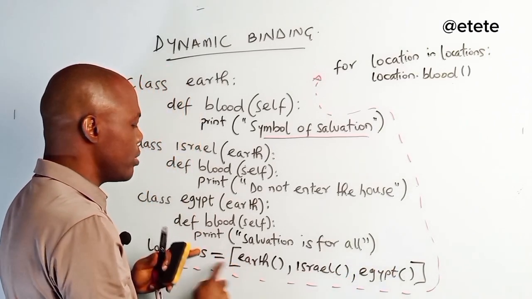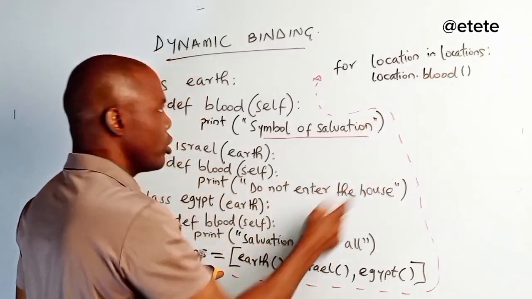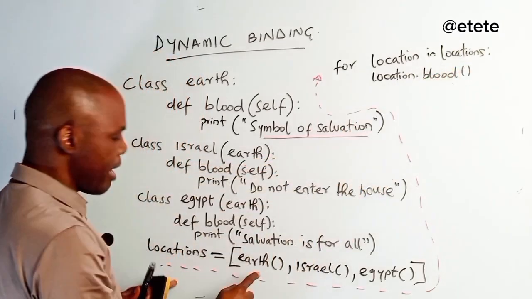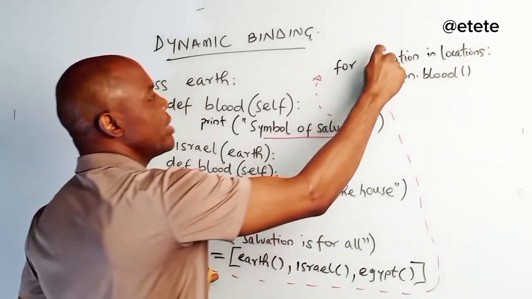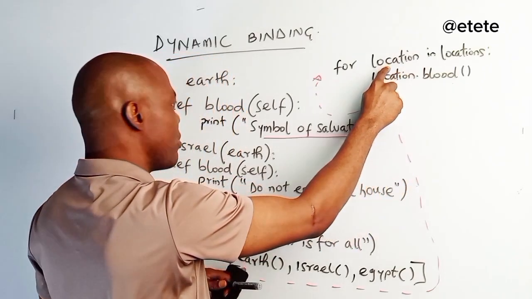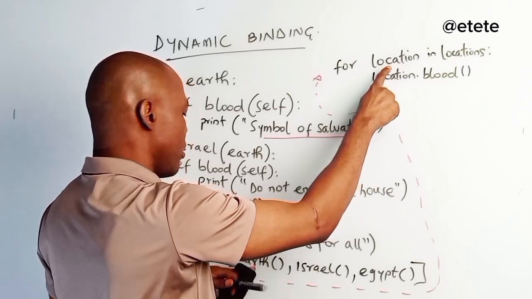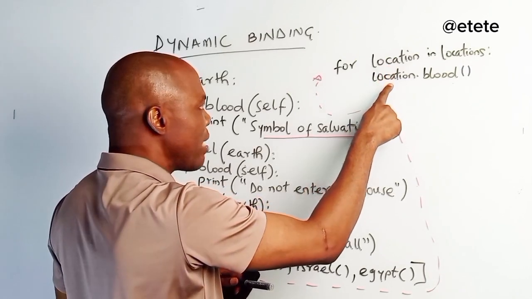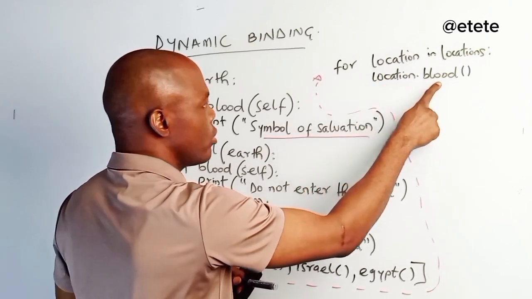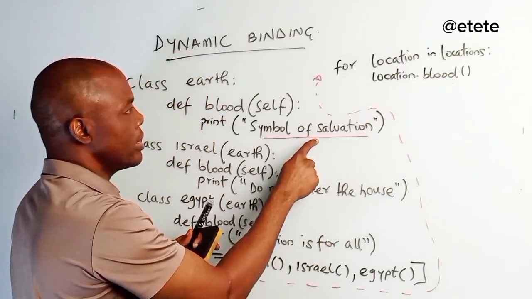So the first thing I'll do is I'll come to this one, that is location in locations. So inside these locations, I have earth. So I will copy this earth into this location. Then I will go in. So what will now be here means this object has been created for the earth class. So I'm now using that object to call the blood. So this one will print out this.